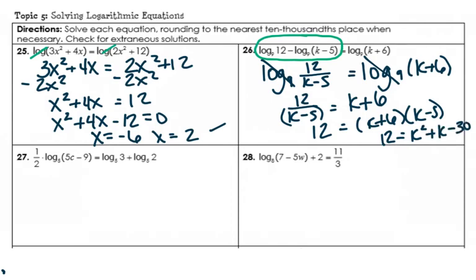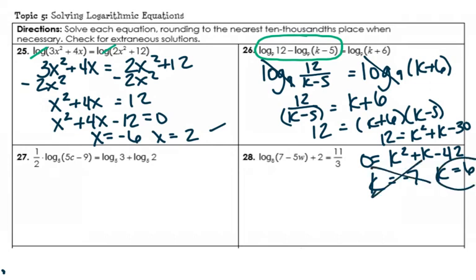This is a quadratic. I want all quadratics to equal 0, so I'm going to move the 12 over. And then I want you to solve all quadratics by graphing them and telling me where it hits the x-axis. So it hits at -7, and it also hits at 6. When you plug this in, this one does not work. You only have one answer at k equals 6.